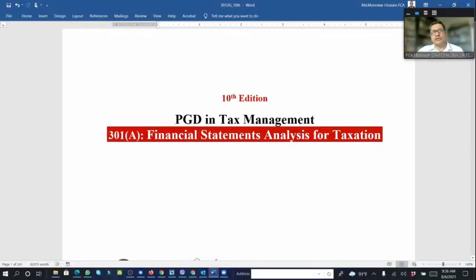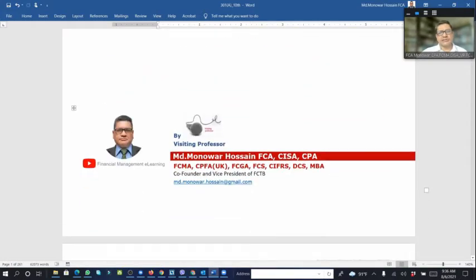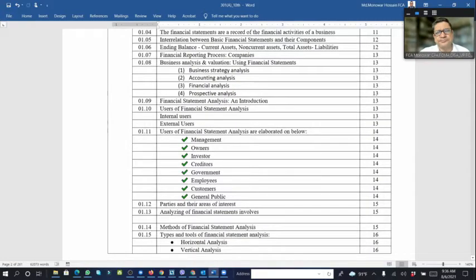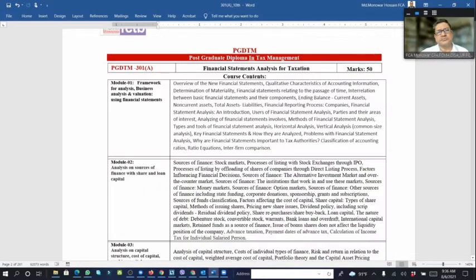Today we are going to start financial statement analysis for taxation. This is our 301 Part A, 50 marks. In this paper we have 5 chapters, or modules, we can say.